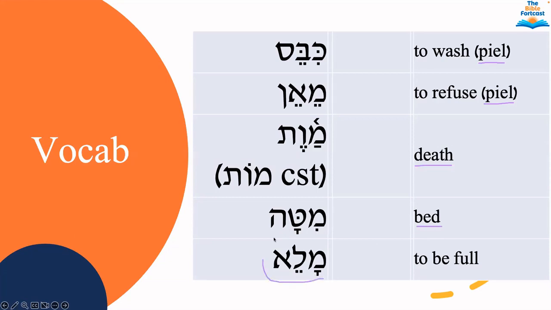Important word, male. To be full. Anybody want to take a guess as to what verb form this would be? Give you a hint. Qatal. Exactly. Because remember, this theme vowel can take on some different sense of the verb.